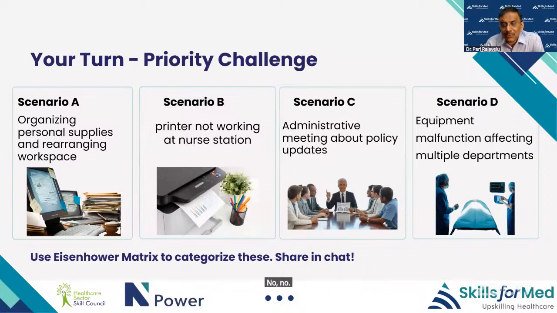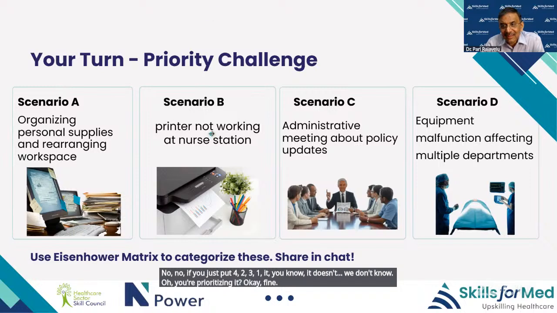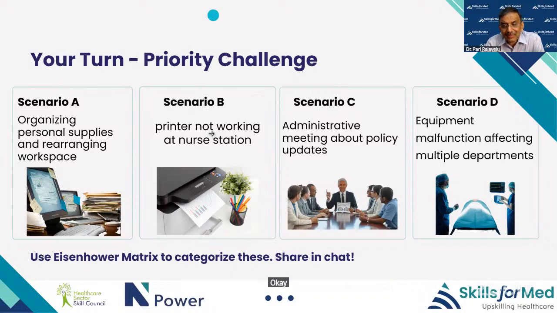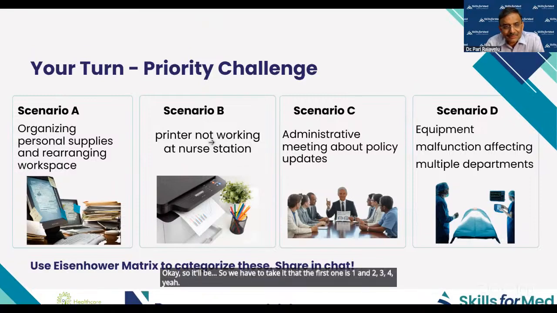No, no, if you just let me put 4, 2, 3, 1, it does it. You're prioritizing it. Okay, fine. So the first one is 1, and then 2, 3, 4. Yeah, that's smart.